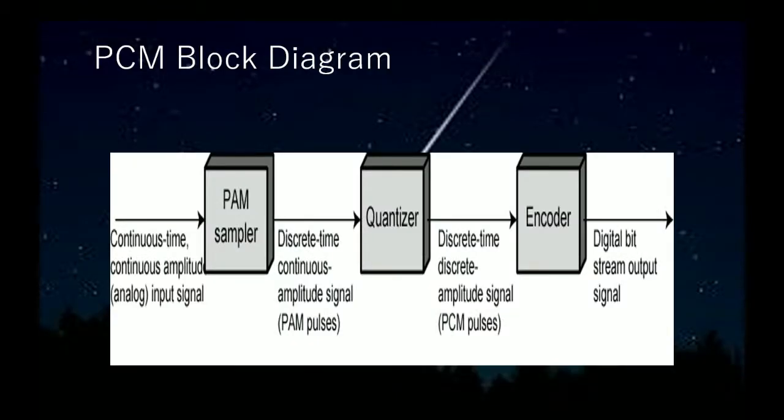PCM block diagram. As you can see, this is the PCM block diagram. The basic operations in the receiver section are regeneration of the impaired signal, decoding, and reconstruction of the quantized pulse train.